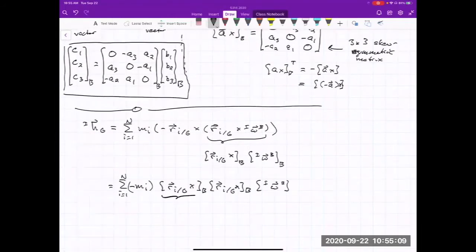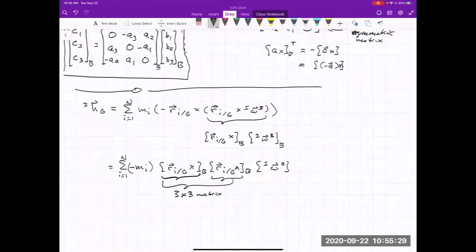So what we have is a 3x3 matrix times a 3x3 matrix. And the product of a 3x3 matrix times a 3x3 matrix is another 3x3 matrix. So this is a 3x3 matrix. We will include the mass in there, and so then we will define something that we call I_G of the ith particle and in the B frame. So if you want, I'll write it over here.